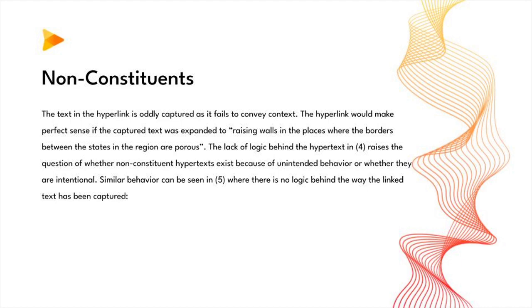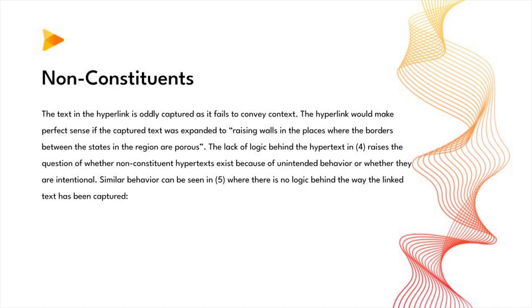The text in the hyperlink is oddly captured as it fails to convey context. The hyperlink would make perfect sense if the captured text was expanded to raising walls in the places where borders between the states and regions are porous. The lack of logic behind the hypertext in this example raises the question of whether non-constituent hypertext exists because of unintended behavior or whether they're intentional.